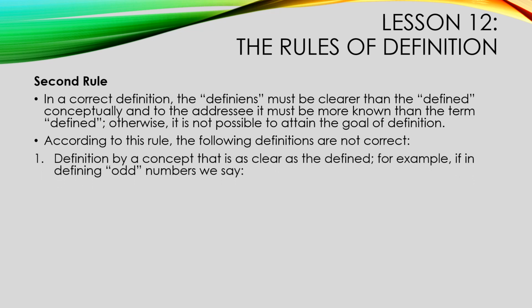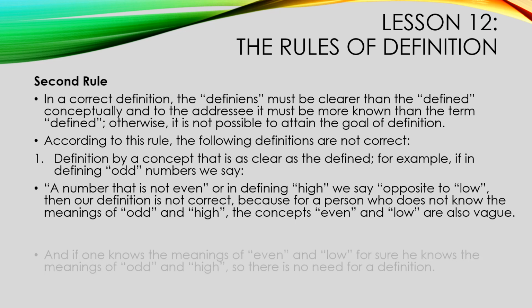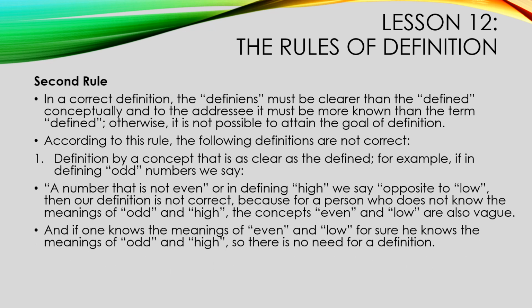1. Definition by a concept that is as clear as the defined. For example, if we define odd numbers, we say a number that is not even. Or in defining high, we say opposite to low. Then our definition is not correct, because for a person who does not know the meanings of odd and high, the concepts even and low are also vague. And if one knows the meanings of even and low, for sure he knows the meanings of odd and high. So there is no need for a definition.